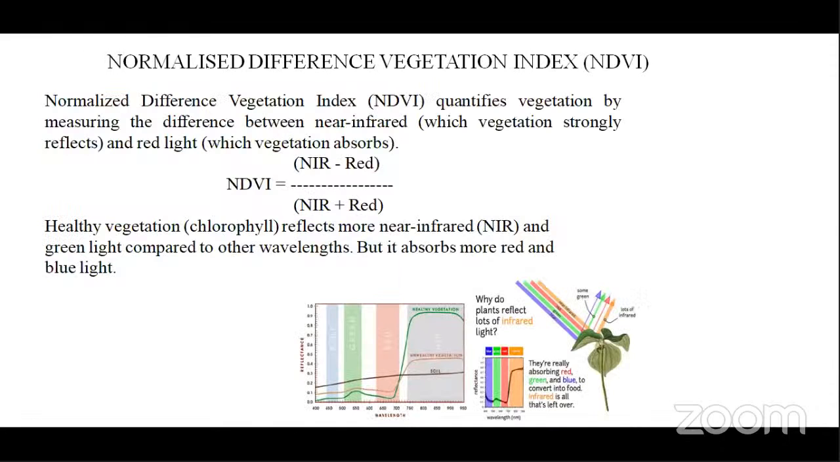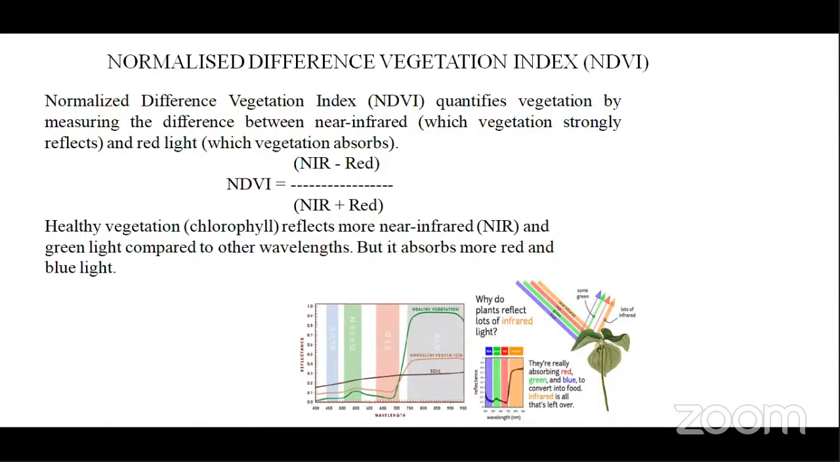Then NDVI. This is the Normalized Difference Vegetation Index. It is a measure of the amount and vigor of vegetation at the surface. NDVI is very sensitive to changes, and variations of NDVI might cause changes in land surface temperature.